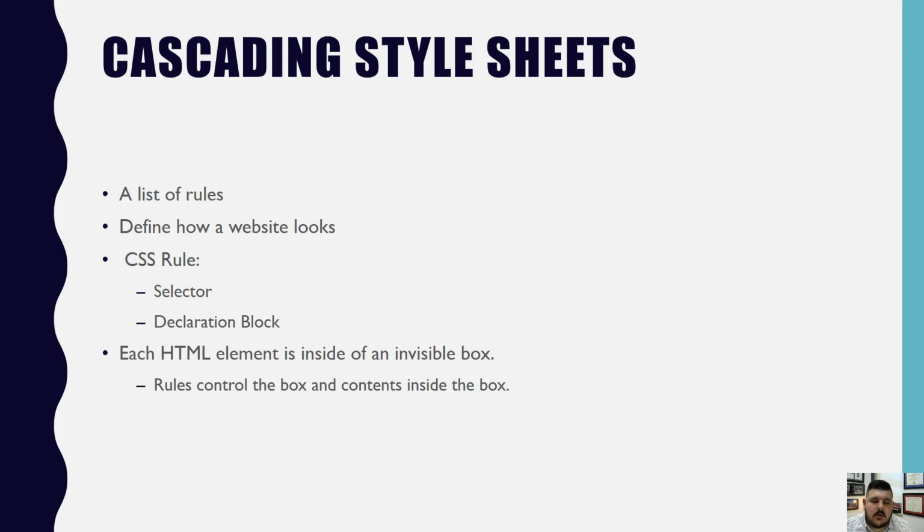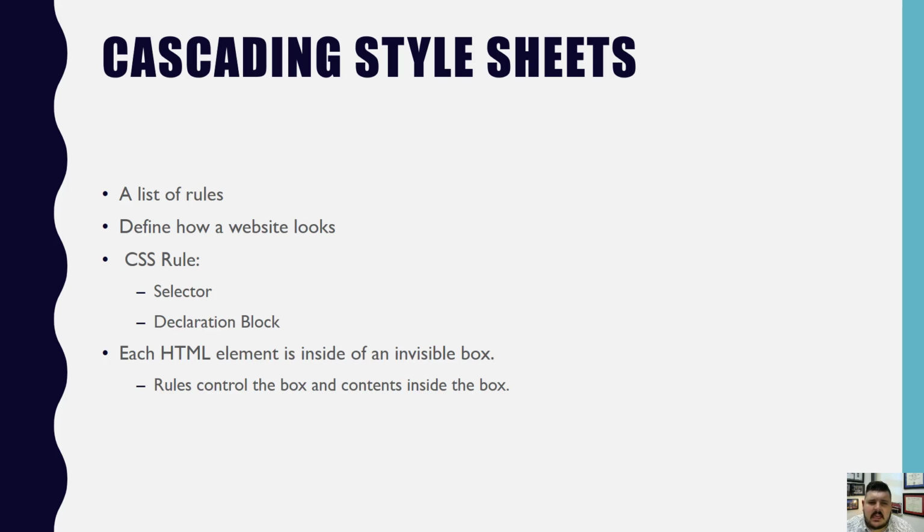We've talked over and over about how the HTML is kind of the skeleton or the bones of our website, and the CSS is the skin. So a CSS rule consists of two parts. One is the selector, which is identifying what part of the HTML element we want to change. And then the declaration block, which tells the web browser how do we want that HTML element to look.